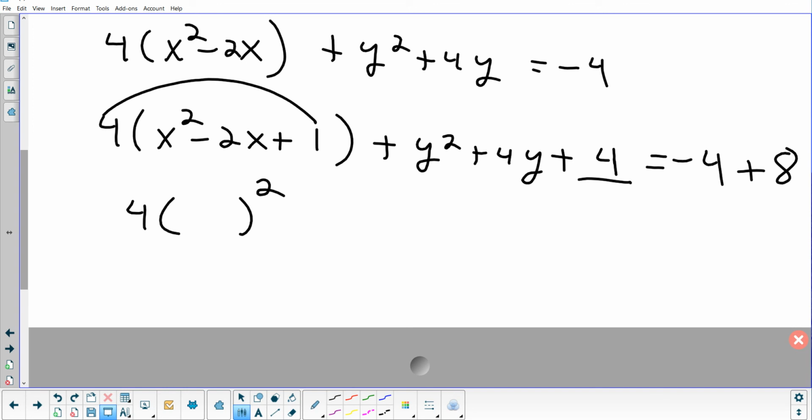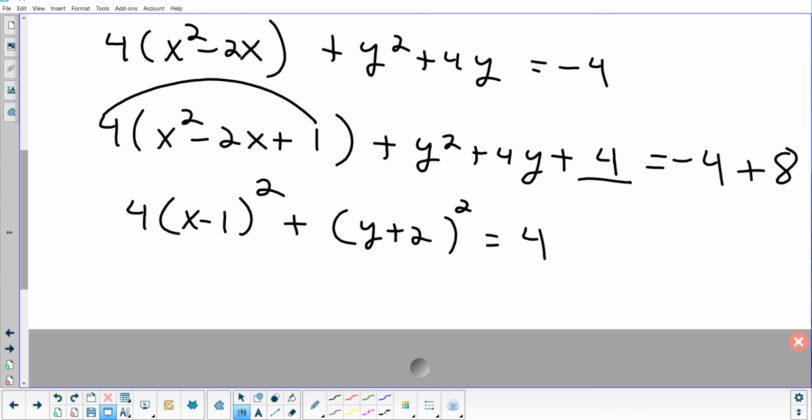How does x squared minus 2x plus 1 factor? X minus 1. So it factors as x minus 1, x minus 1. And how does y squared plus 4y plus 4 factor? Y plus 2 squared. Now we're starting to see something that's looking very similar to an ellipse. What's the last thing I have to do to make this into an ellipse? Divide by what? 4. Yeah, divide everything by 4.